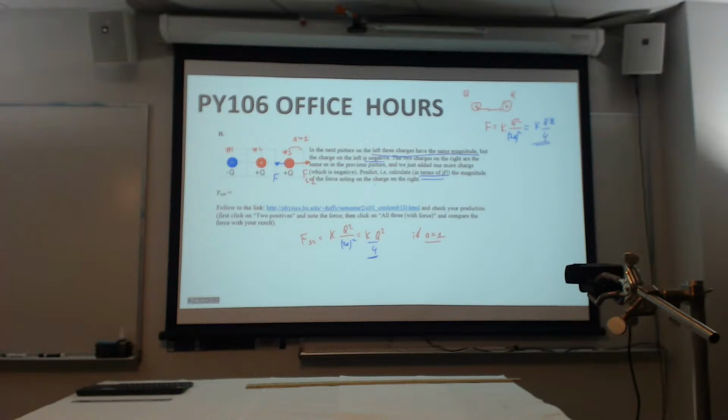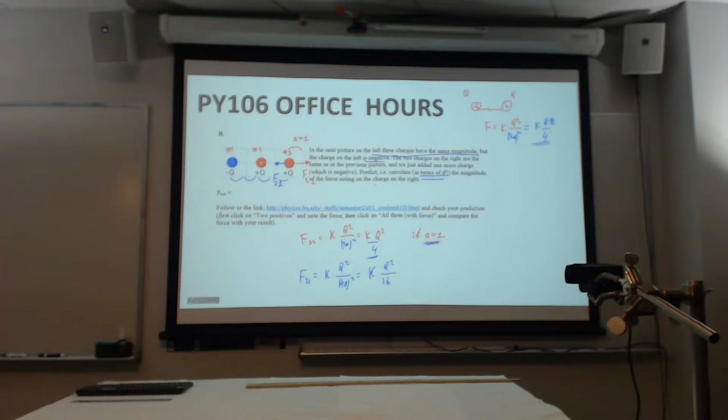F on 3 from 1. The magnitude is supposed to be equal to K, again, Q squared over. Now we have to count distance. 1, 2, 3, 4. So 4A squared, or K Q squared over 16, if we use this. Okay.